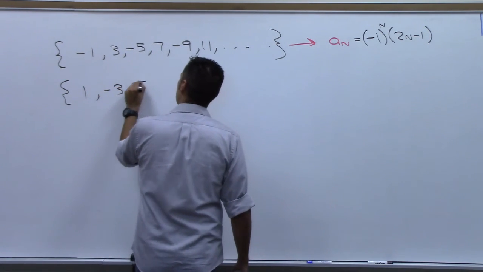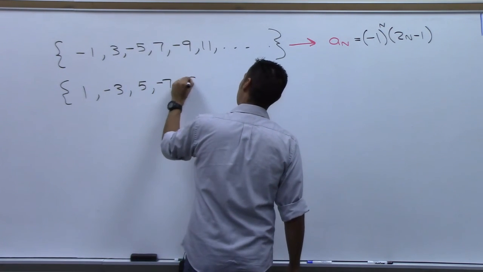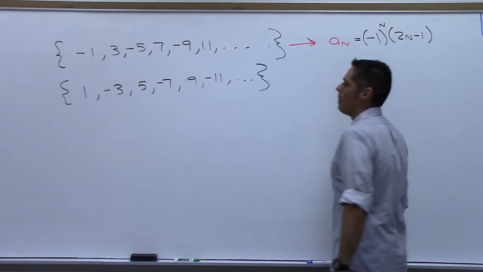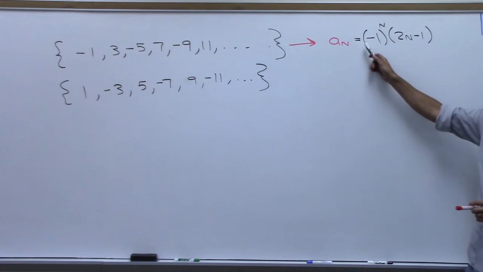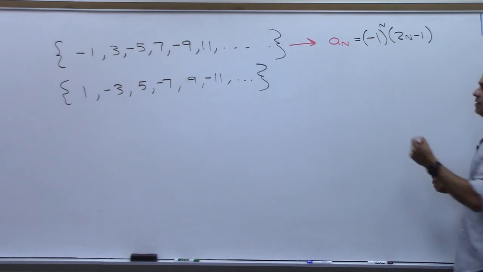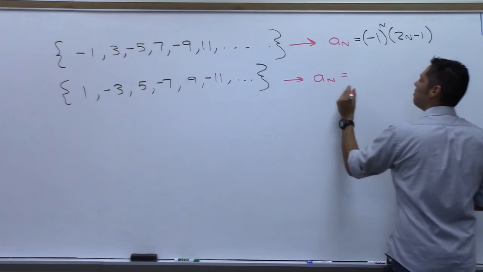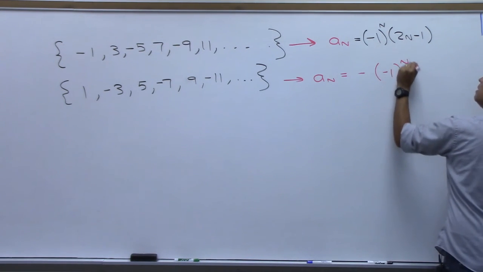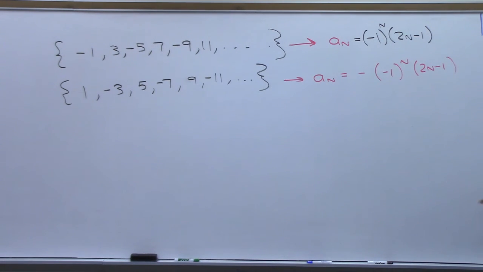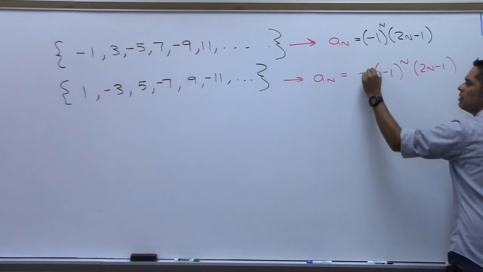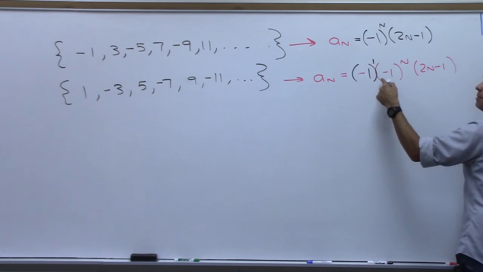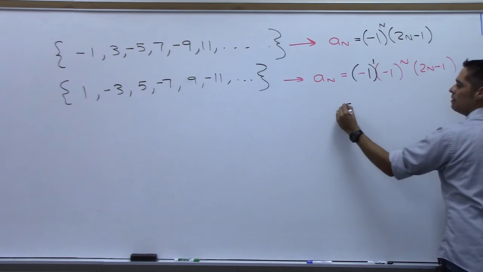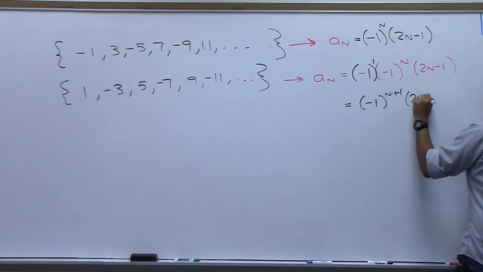So what would be the difference between that and this? You could add a negative to the front of this, right? And that would reverse them all. I could put a negative in front of this, couldn't I? But this is really a negative 1, isn't it? So aren't I really just doing negative 1 times negative 1 to the n? And isn't negative 1 to the first power times negative 1 to the n power, you just keep the base and add the exponents? So isn't this negative 1 to the n plus 1 times 2n minus 1? Yes?